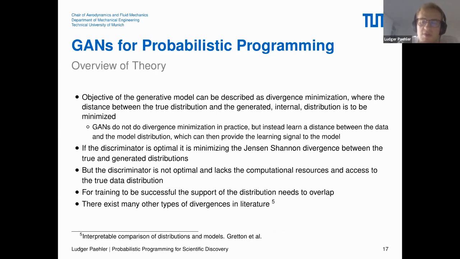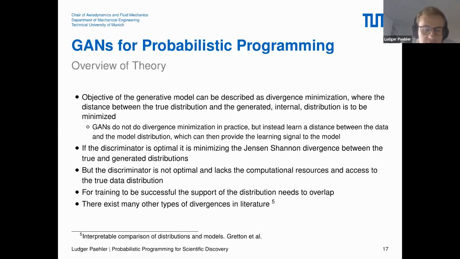Some people would also call this a divergence minimization because you try to minimize the distance. But in practice, it's generally established now that they don't do divergence minimization. So you learn the distance between the data and the model distribution, and that then provides the learning signal to your model, which should also give you the gradient feedback that you need to keep training your model.